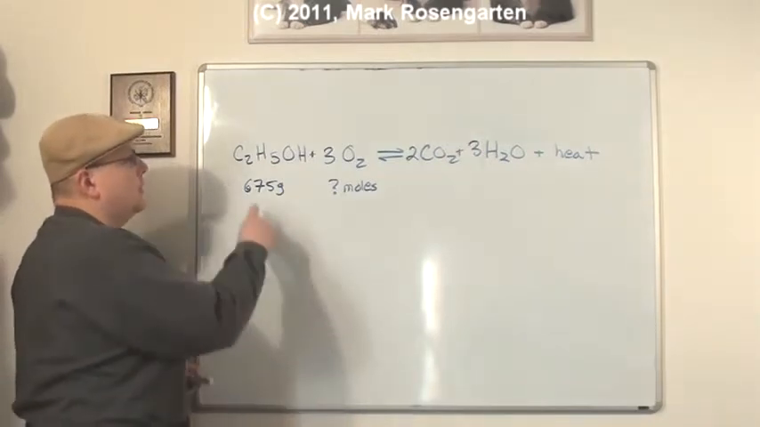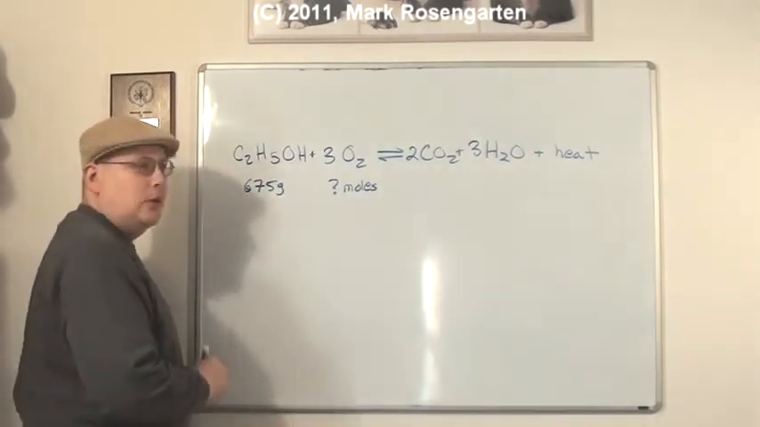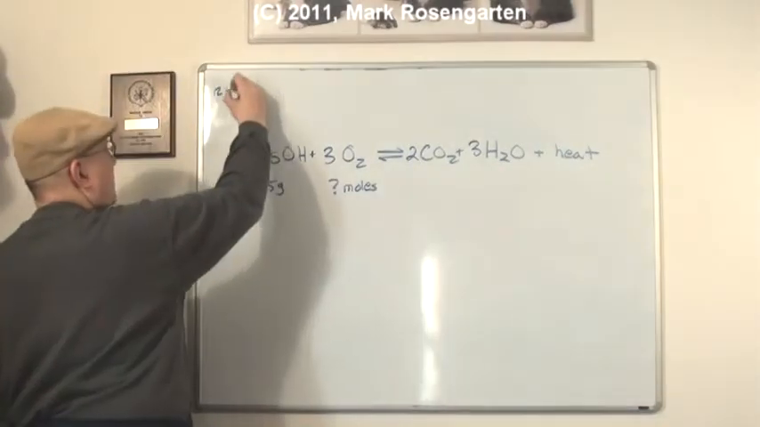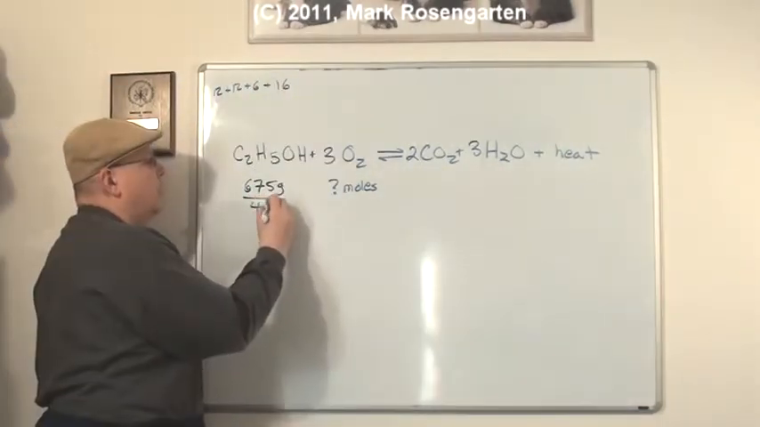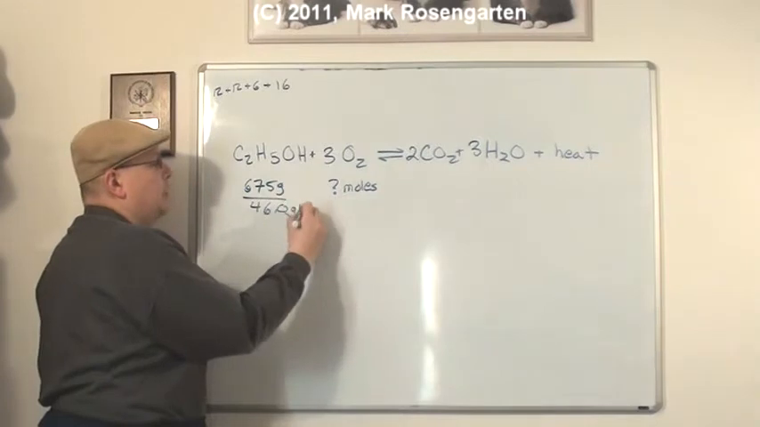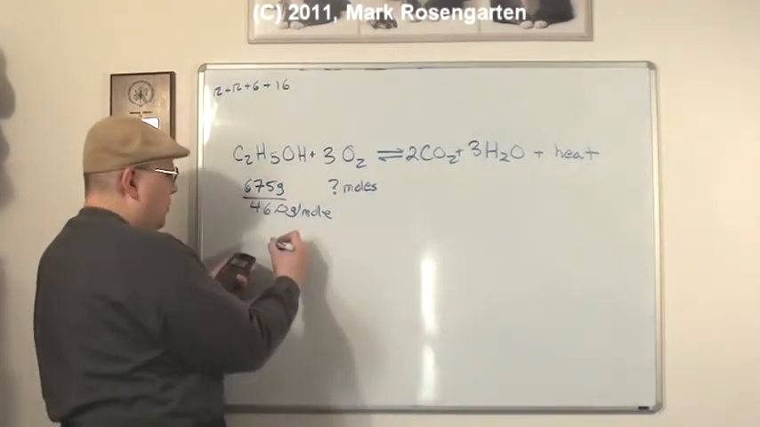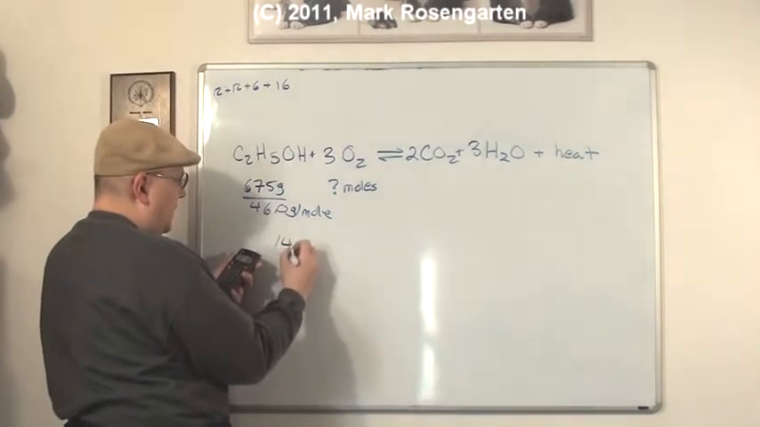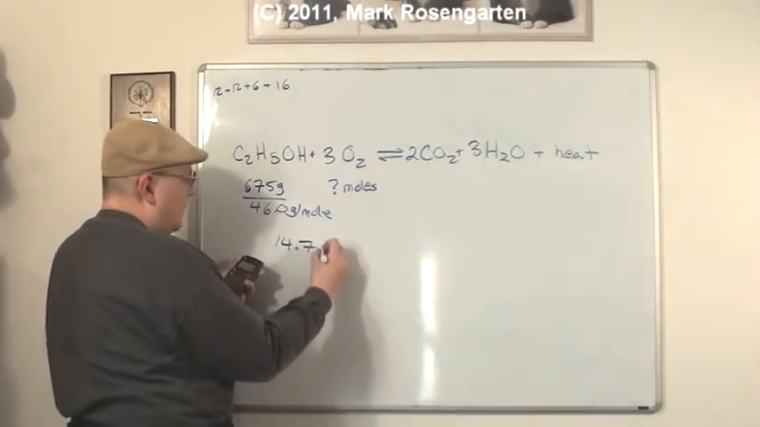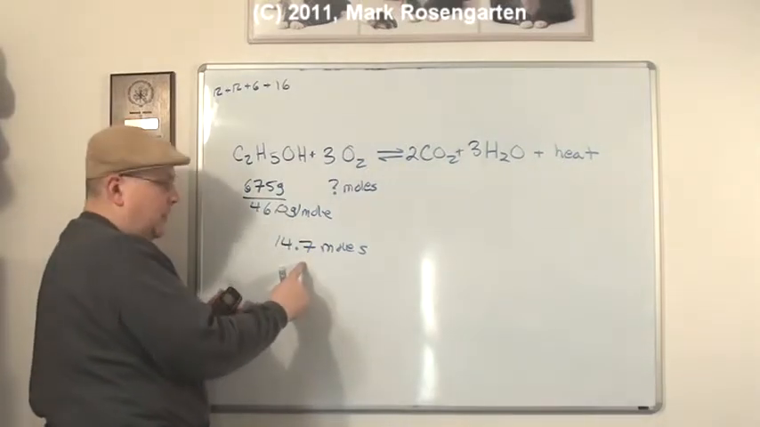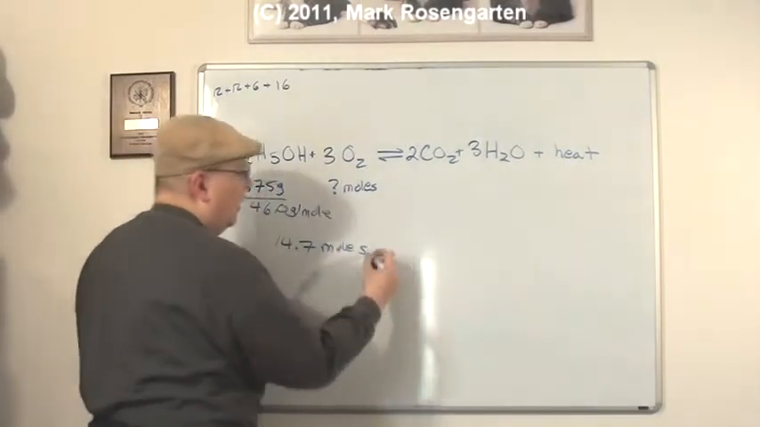First thing you need to do is convert grams of ethanol to moles by dividing by the formula mass of ethanol, which is 46.0 grams per mole, which comes out to 14.7 moles of ethanol, 3 sig figs.